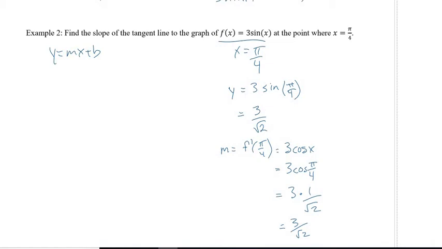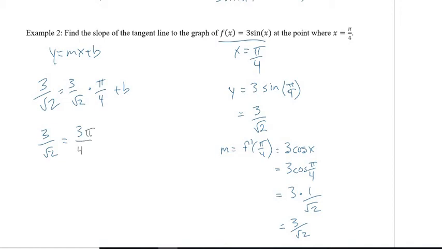Y is 3 over root 2. M is 3 over root 2. X is pi over 4, plus b. So let's simplify that a bit. 3 over root 2 is going to be equal to 3 pi over 4 root 2 plus b. We can move that over, and it becomes 3 over root 2, minus 3 pi over 4 root 2. By the way, that looked like a negative, so let me just fix that really quick. That's going to be equal to b.